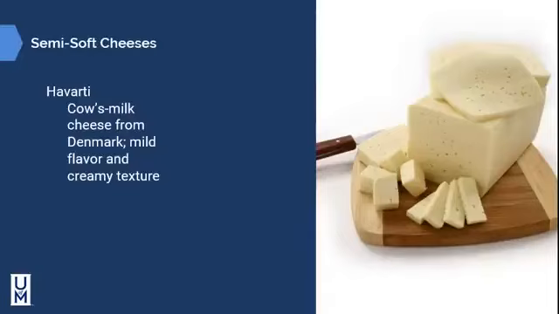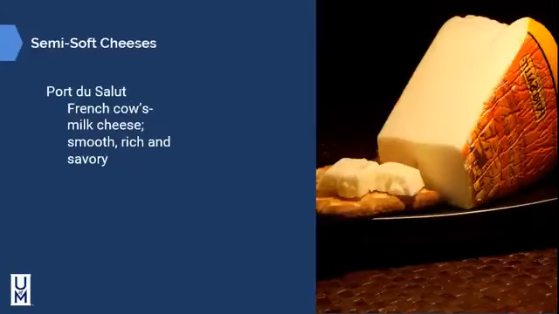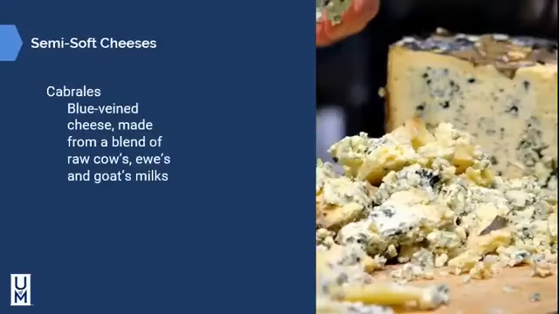Havarti, which is a cow's milk cheese made in Denmark, and it's very mild in flavor and creamy in texture. It looks a lot like a little Swiss and often is referred to as baby Swiss. Port Salut is a French cow's milk cheese with a smooth, rich, and savory flavor. Cabrales is a blue vein cheese made from a blend of raw cow's milk, ewe, and goat's milk.